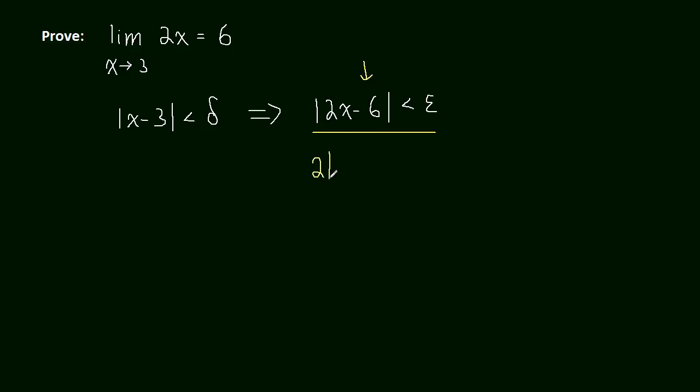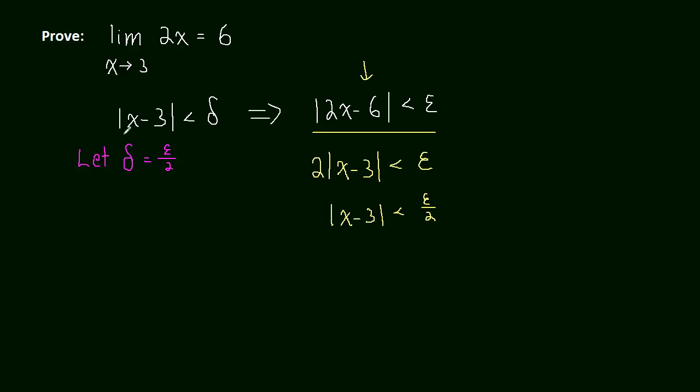First of all, we're going to take a 2 out of the absolute value, and we can do that because 2, just a positive 2, is always positive. And now we're going to divide by 2, and we get the absolute value of x minus 3 is less than epsilon over 2. Well, that looks a lot like what's over here, so we're just going to say let delta equal epsilon over 2. So we found our delta.